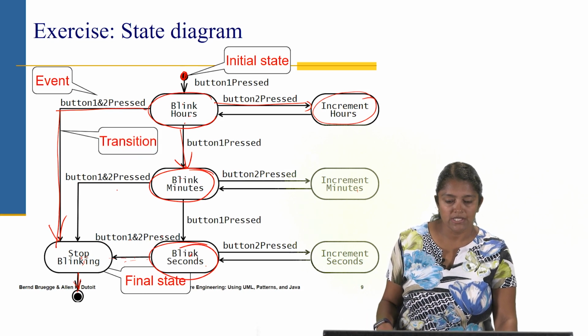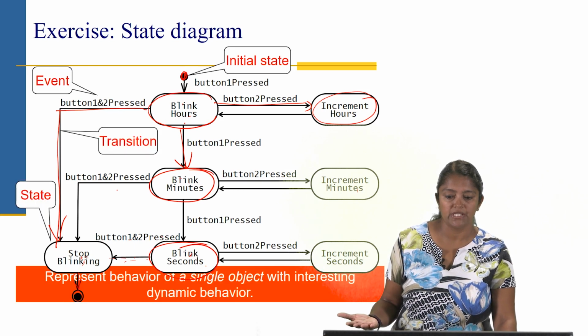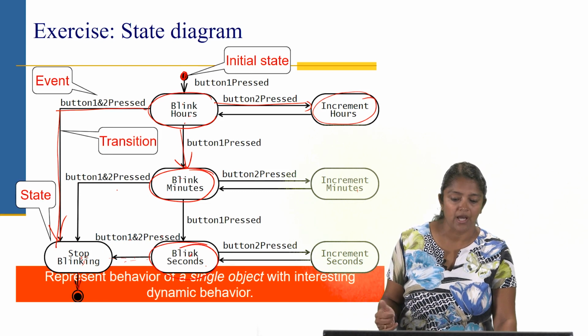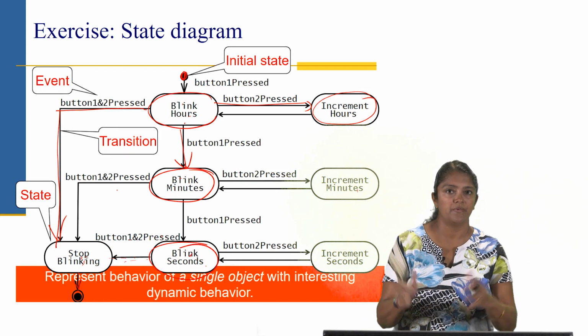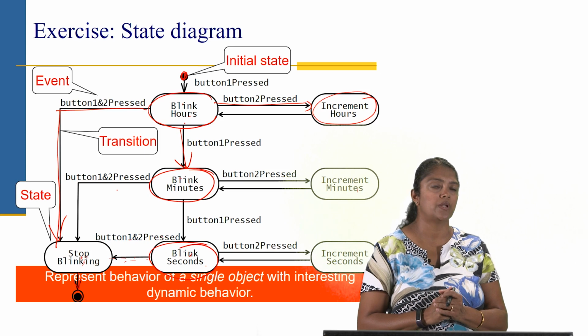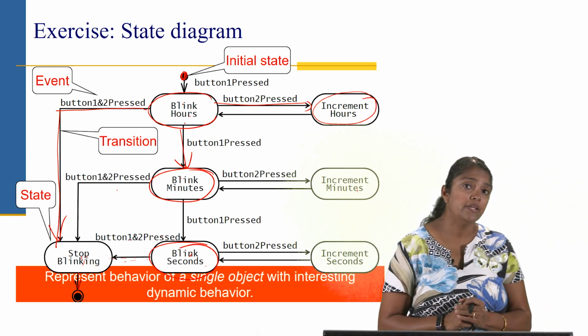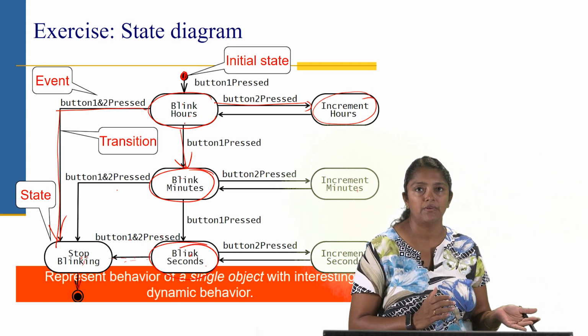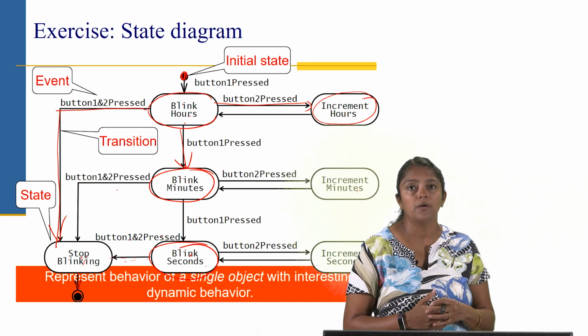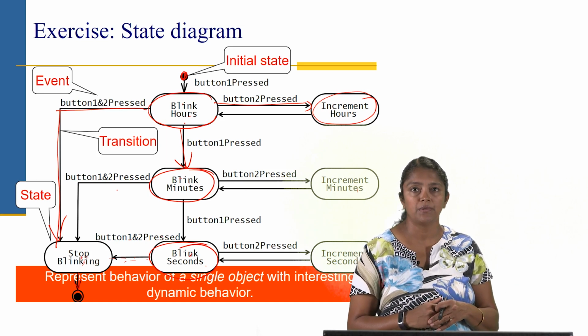So that's the basic notation for state diagram. And the purpose is to represent the dynamic behavior. In the follow-on videos, we'll look at activity diagrams, which are also used for representing dynamic behavior.